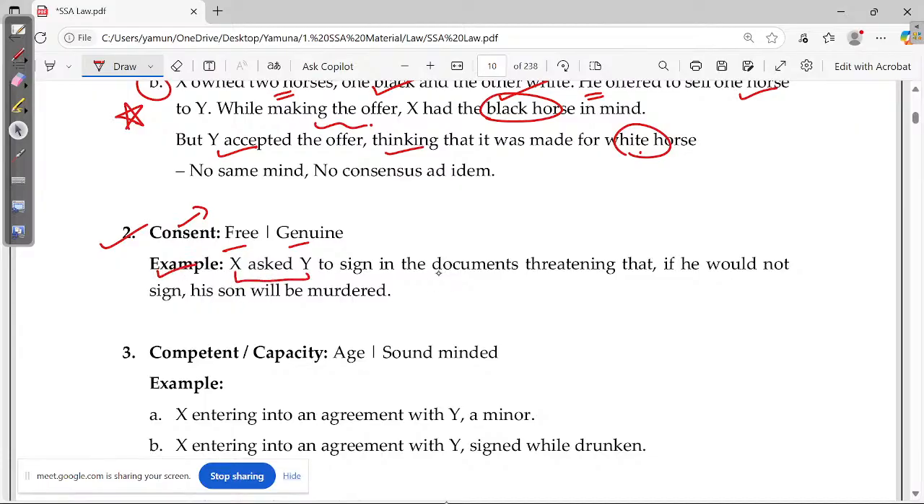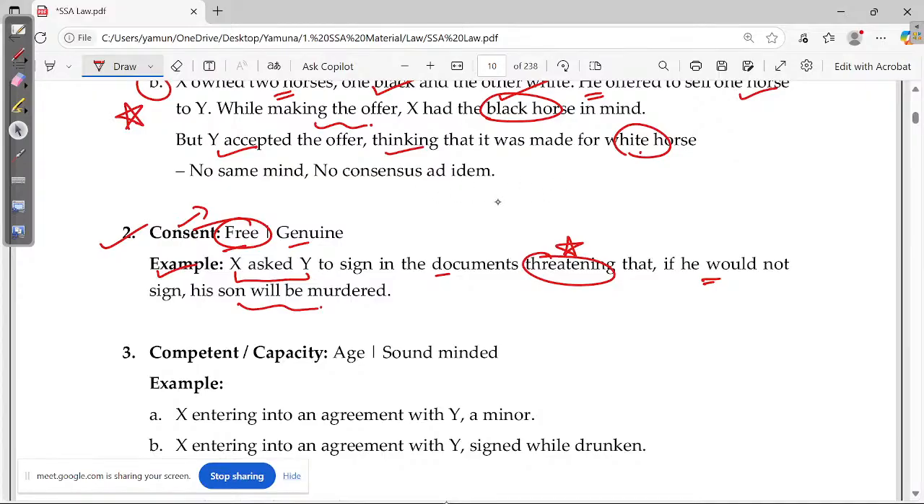X asked Y to sign the documents by threatening, which means there is some compulsion happening. If he would not sign, his son will be murdered. Which means the consent is not free, so it cannot be a valid contract. For a contract to be a valid one, the consent should be free, without compulsion. It should come from your end.